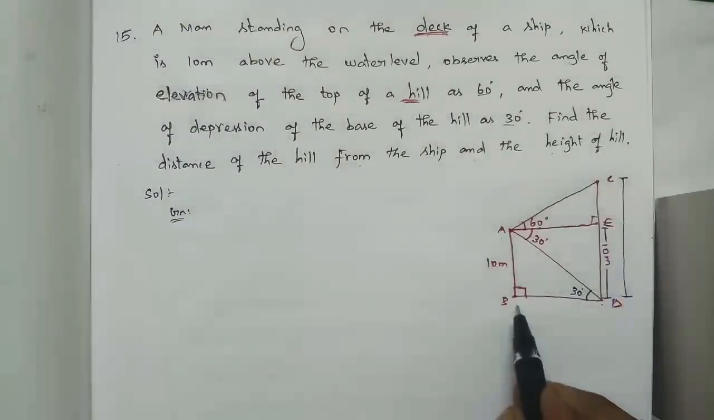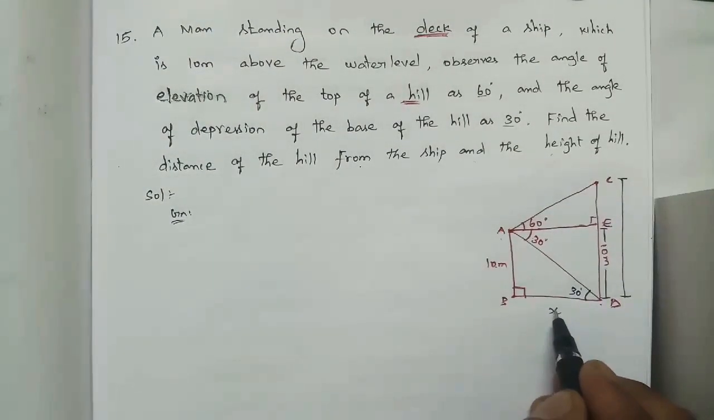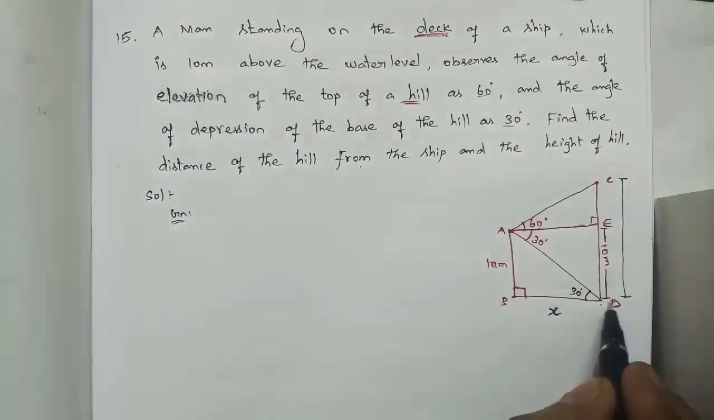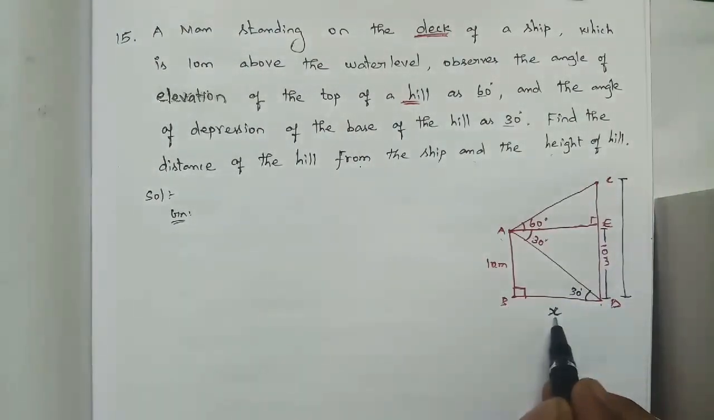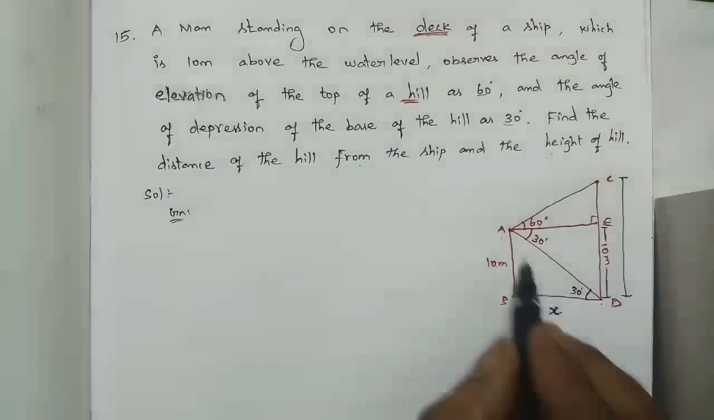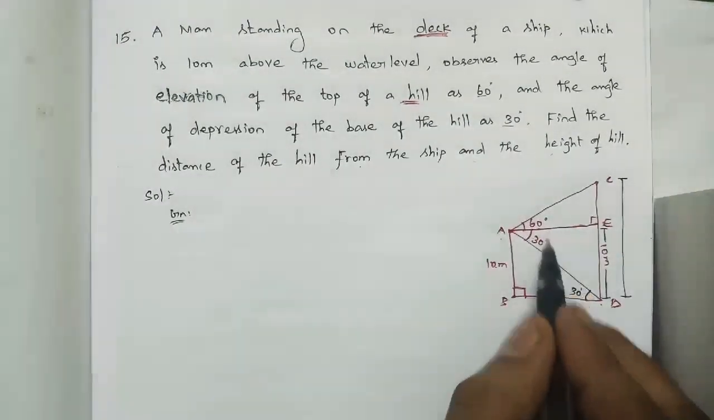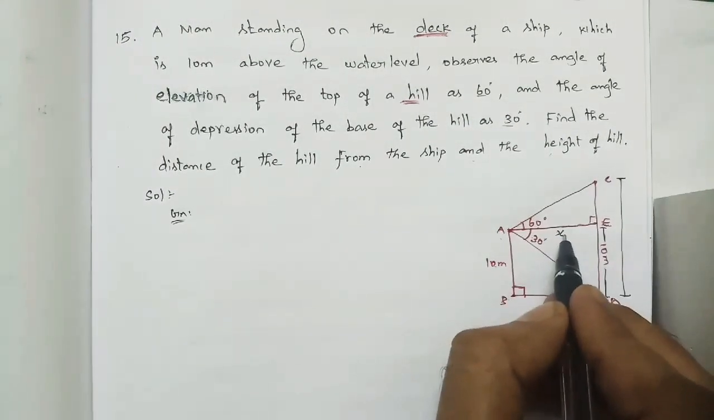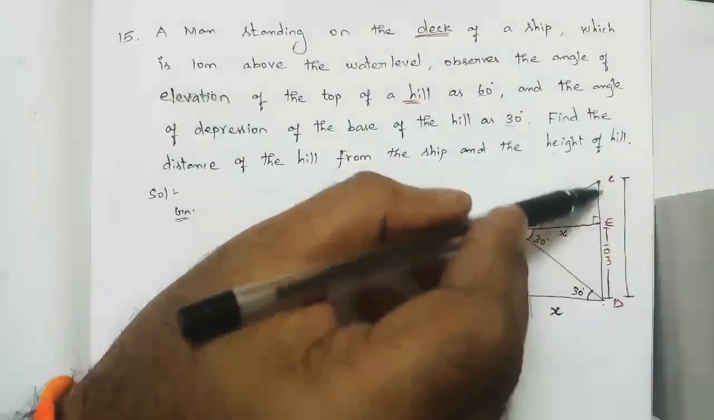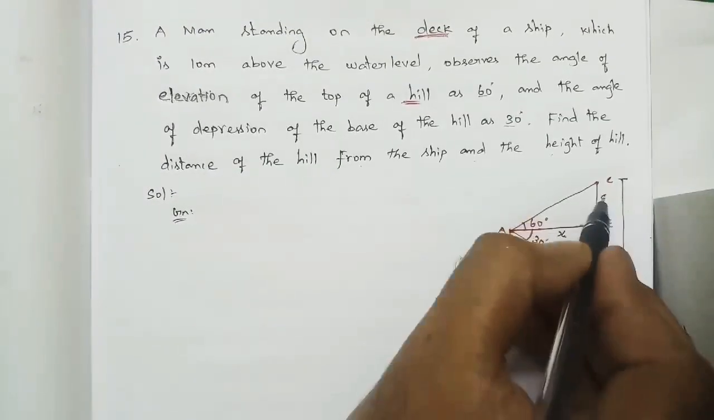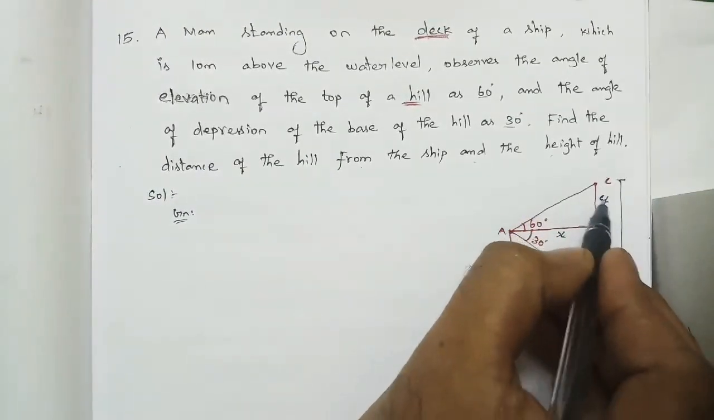So first I'm assuming that BD is x meters. The distance between B and D is x meters, right? If it is x, AE is also x, right? Both are the same measurements. I'm also assuming that CE is equal to y, right?